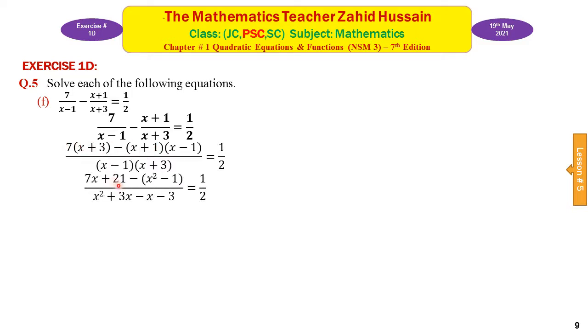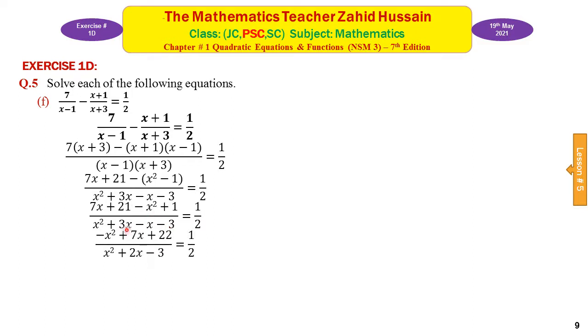This is 7x plus 21 minus x plus 1 into x minus 1 is x square minus 1. Again remove this bracket in the numerator. Also multiply the factors in the denominator. We will get 7x plus 21 minus x square plus 1 and x square plus 3x minus x minus 3. Simplify the numerator and denominator. We will get minus x square plus 7x plus 22 over x square plus 2x minus 3 equal to 1 over 2. Now cross multiply here.